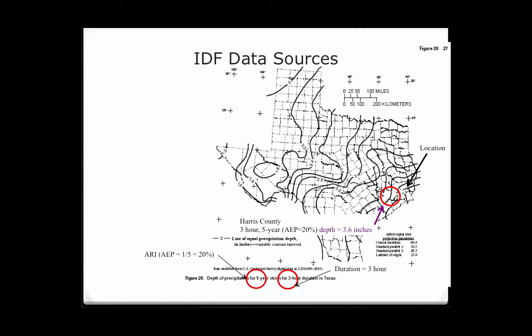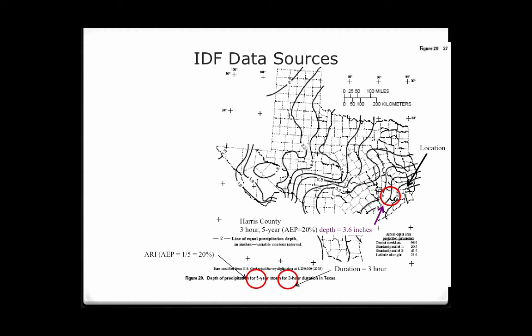In this example, the Harris County 3-hour, 5-year depth is 3.6 inches, and this is the 3.5 line. I can't possibly see it here either. Anyway, I've interpreted these three contours. This one that goes right through Harris County is probably what I used. It's 3.6 inches of depth. If you're from Bexar County, San Antonio, it's over in here somewhere, you have a different depth associated with a 3-hour, 5-year storm.